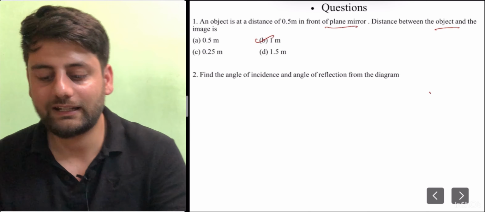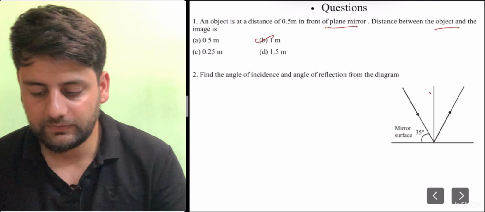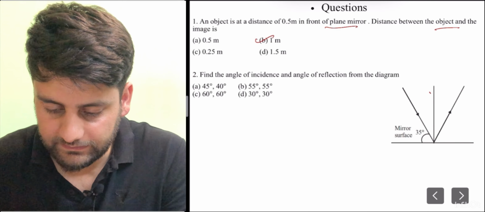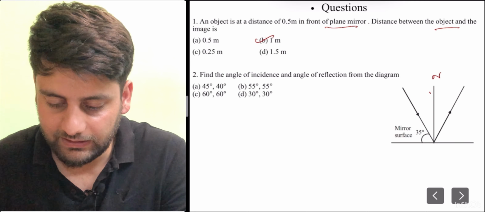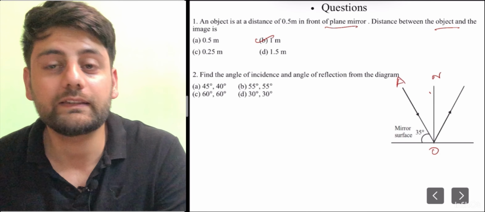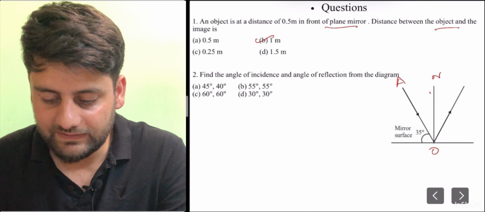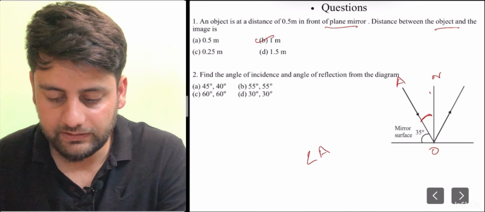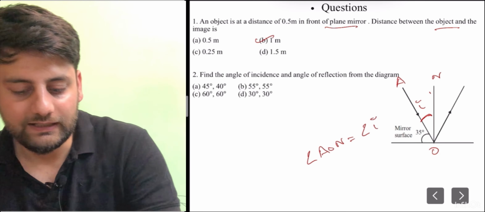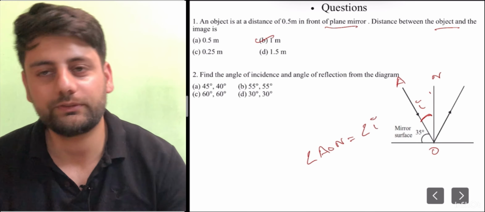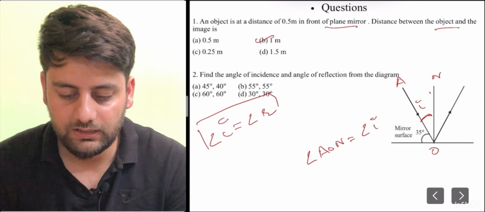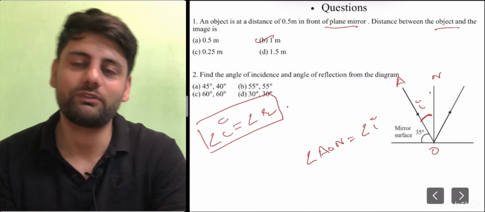Find the angle of incidence and angle of reflection from the diagram. So this is our diagram and these are our options. As we can see, this is our normal. Let's suppose I name it NO. This NO is our normal, and this, for example, AO is our incident ray. That means angle AON will be our angle of incidence, right? It is asking us to find the angle of incidence and angle of reflection. We know from the second law of reflection that the angle of incidence is equal to the angle of reflection, right? So if we can find our angle of incidence, we know our angle of reflection also.